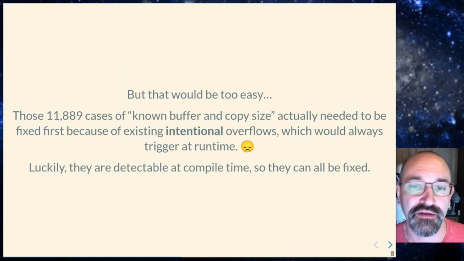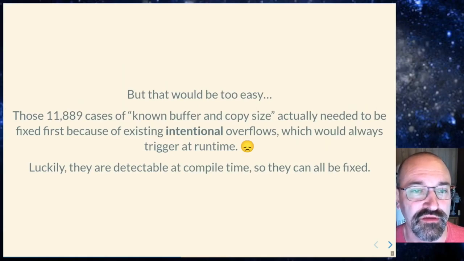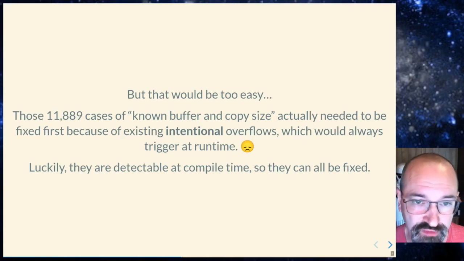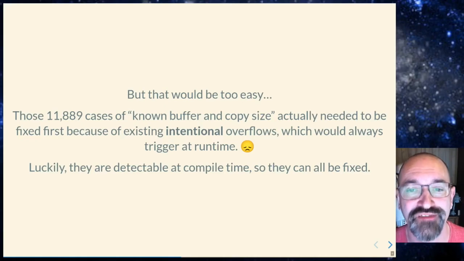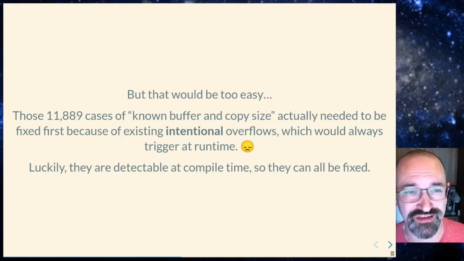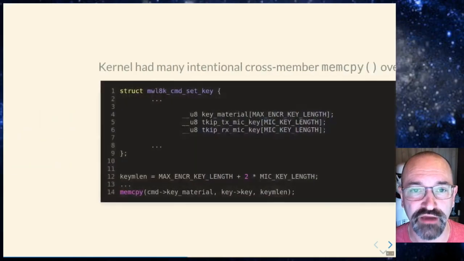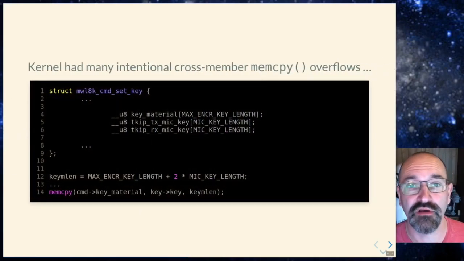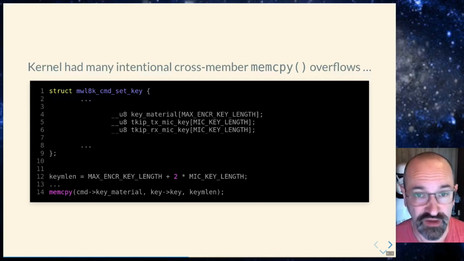So, of course, even that would be too easy. That middle case, the 12,000 cases of a known buffer and copy size, actually need to get fixed first because of pre-existing intentional overflows, which will warn at compile time and then always trigger at runtime. The small good news is that they are detectable at compile time, so they can all be fixed. There were about 200 or 300 of these to go through and deal with, and they mostly followed some common patterns.